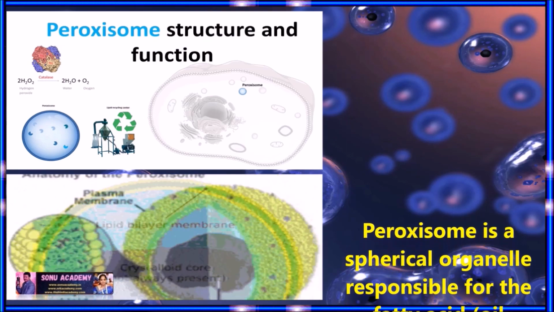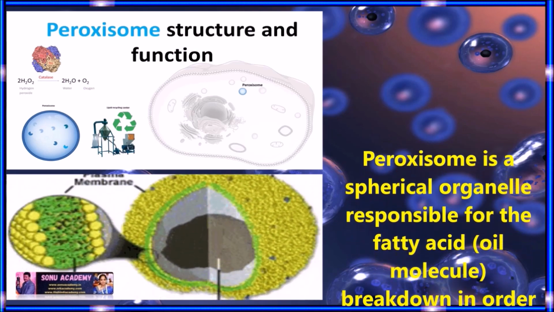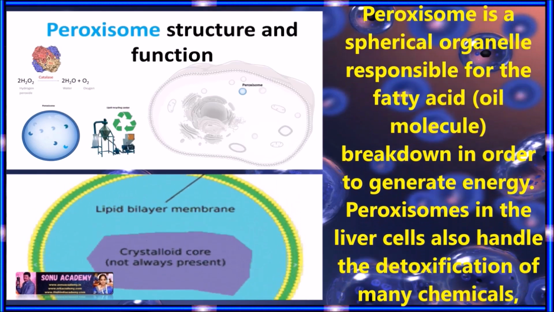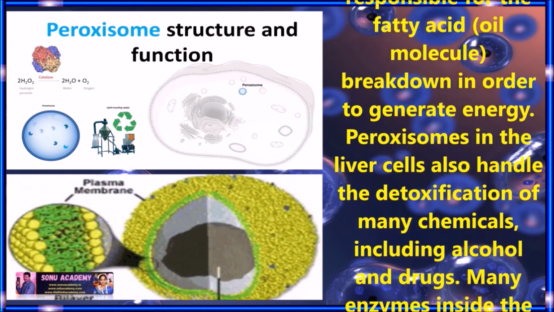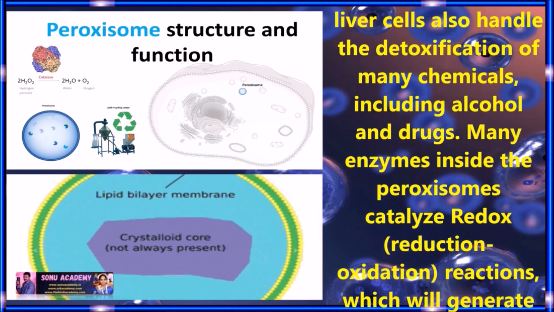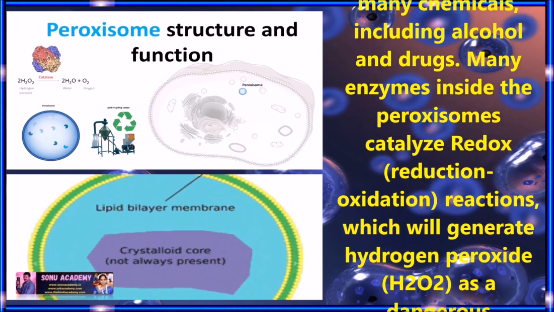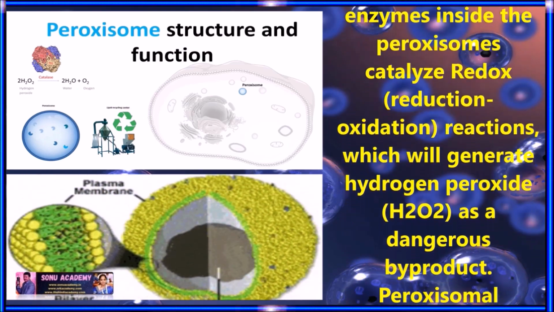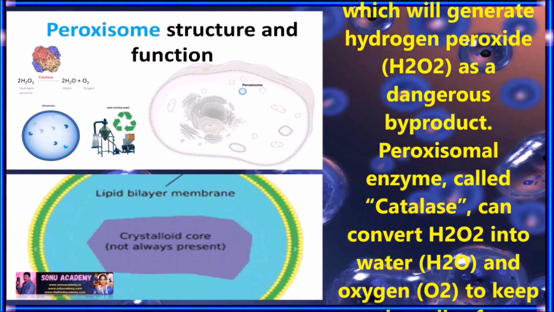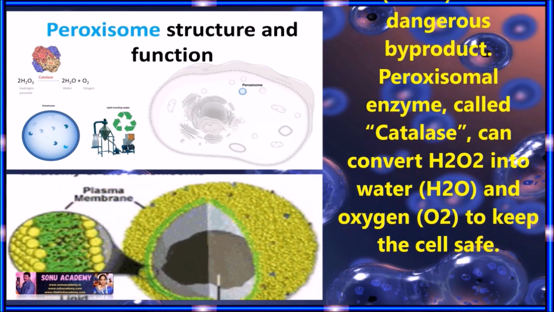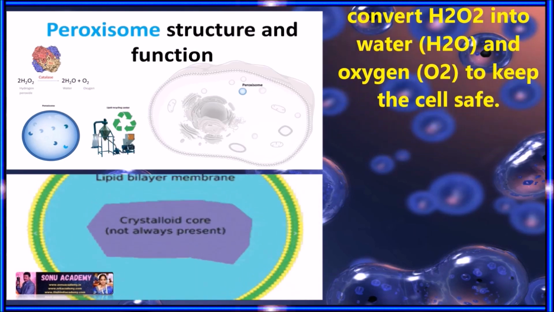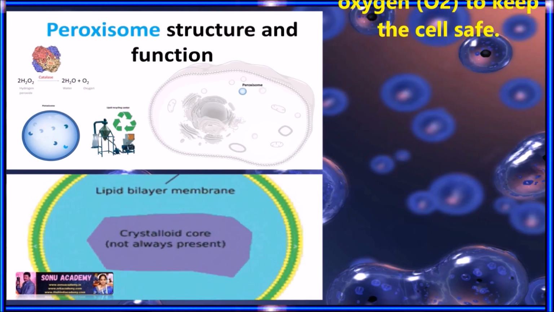Now let us discuss the peroxisome. The peroxisome is a spherical organelle responsible for fatty acid breakdown in order to generate energy. Peroxisomes in the liver cells also handle the detoxification of many chemicals including alcohol and drugs. Many enzymes inside the peroxisomes catalyze redox reactions which generate hydrogen peroxide as a dangerous byproduct. The peroxisomal enzyme called catalase can convert H2O2 into water, H2O, and oxygen to keep the cell safe.